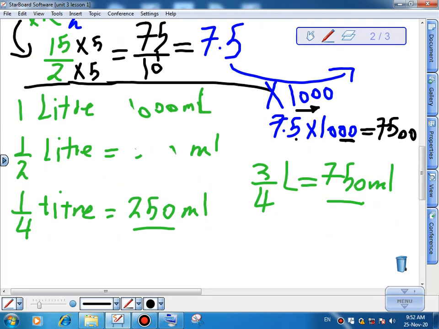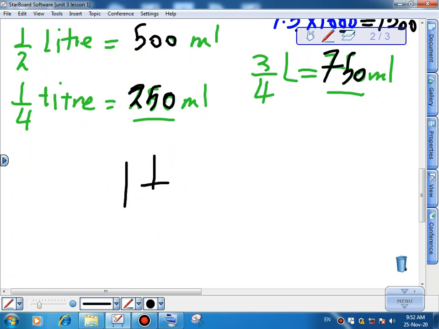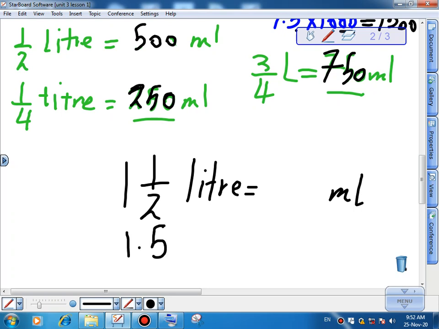Again, if I don't want to convert the mixed number to a decimal number, I need to save this. 1 liter has 1,000 milliliter, and 1/2 liter has 500 milliliter, and 1/4 liter has 250 milliliter. 3/4 has 750 milliliter. If I need to get 1 and 1/2 liter equal how many milliliter?